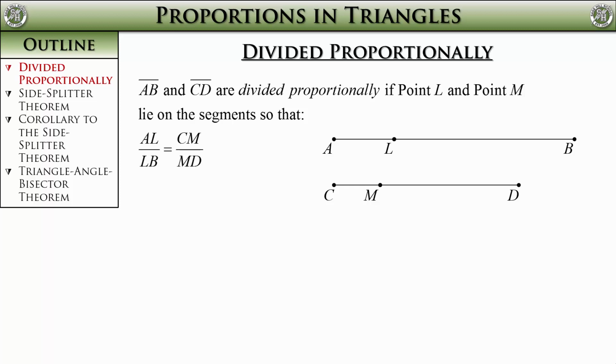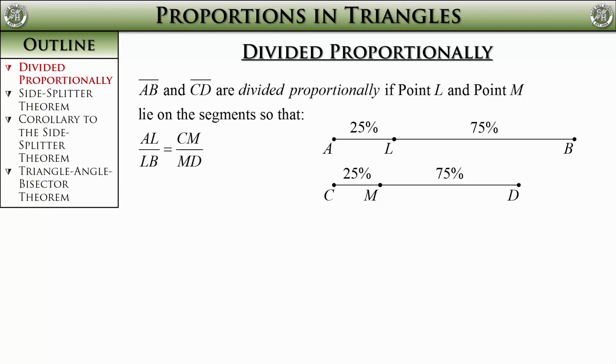How about this? What if I told you that point L has been placed so that 25% of line segment AB is to the left of L, and 75% of line segment AB is to the right of L? Similarly, on line segment CD, point M has been placed so that the line segment has been split into 25% and 75% pieces. Since both line segment AB and line segment CD have been split into the same proportional pieces, they are said to be divided proportionally.